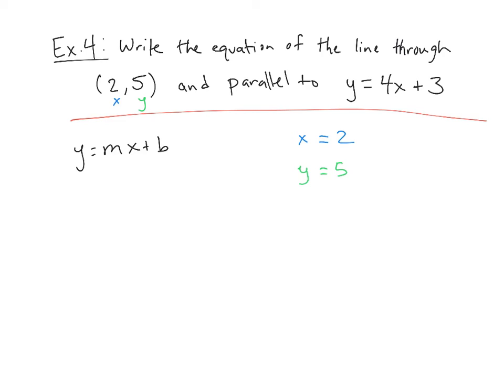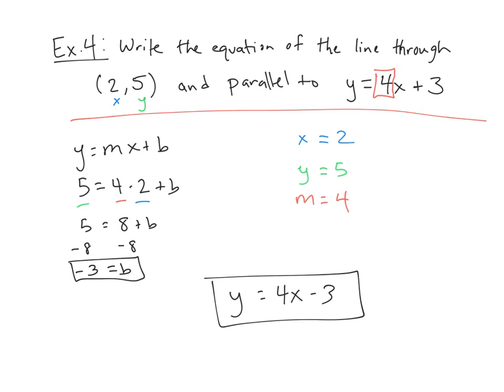And then from my parallel equation, I know it's parallel to y equals 4x plus 3. So I can pull out my m from there, and I'm going to permanently use that m throughout this problem. So go ahead and use those values, solve it for b, and then write the equation y equals mx plus b for the equation of the line that goes through the point (2, 5) and is parallel to y equals 4x plus 3.